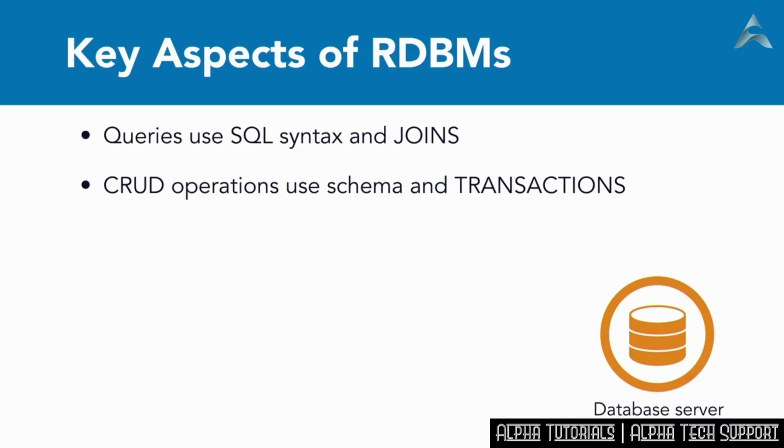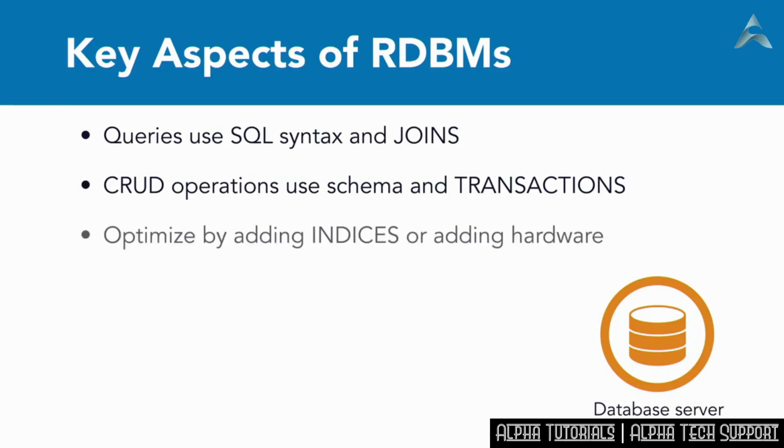Some people coming just out of school have never actually seen a relational database. And so I think it's important in context, when we start talking about what we have available in contrast to this, to think about where we're starting from. Also, you generally optimize these systems by adding indexes or indices to the tables or by adding hardware.